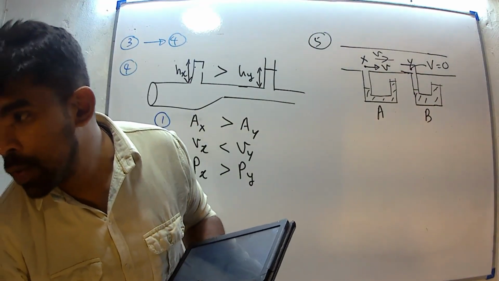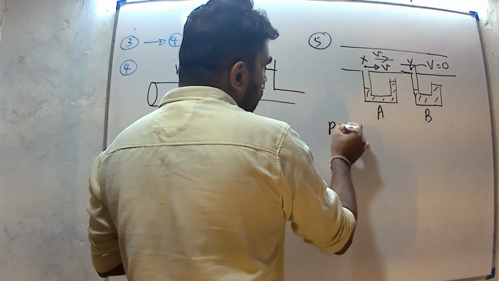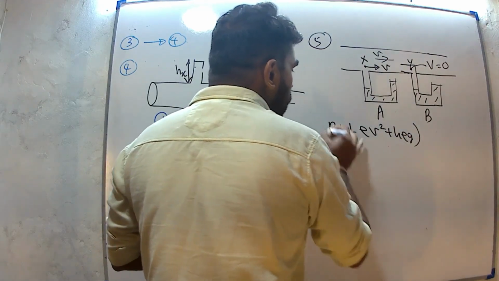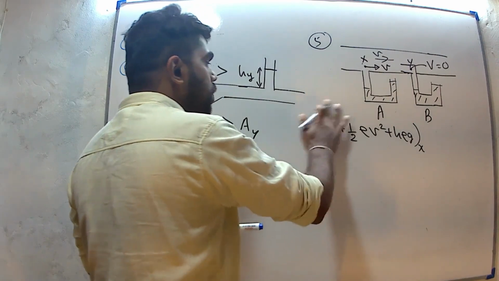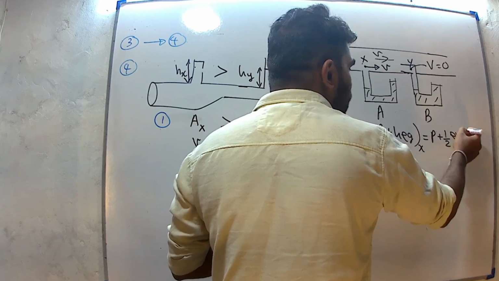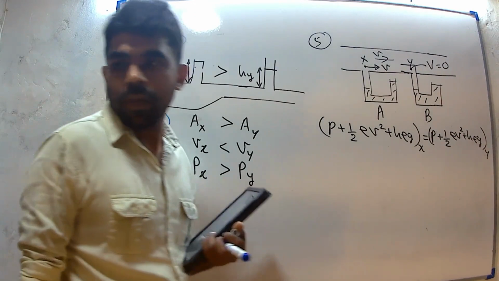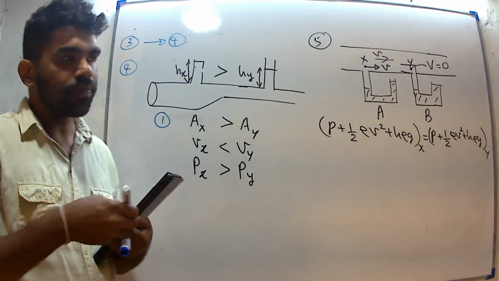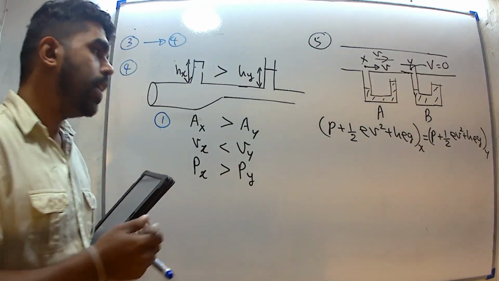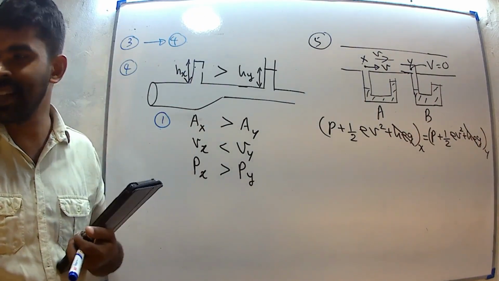Y point is in the small tube. Then using Bernoulli's principle, we can write pressure plus half rho v squared plus h rho g for point x should be equal to the P plus half rho v squared plus h rho g for point y. And we know that these x and y points are in the same horizontal level. Therefore, h rho g term should be a constant value for both terms. We can cancel out it.